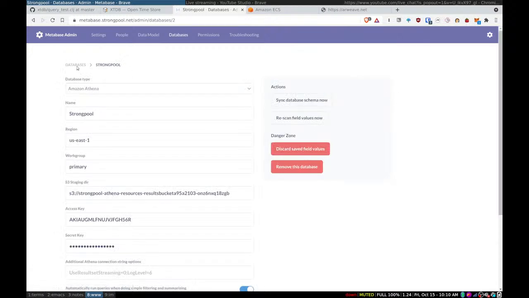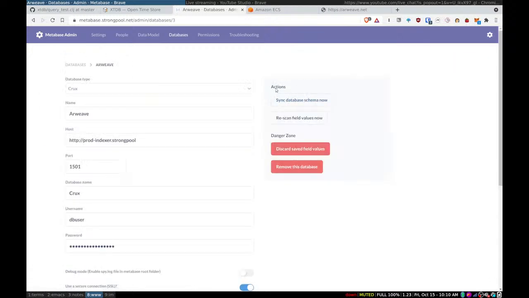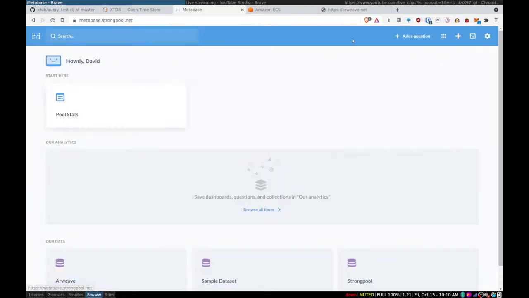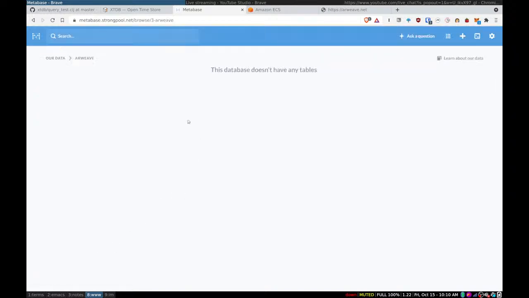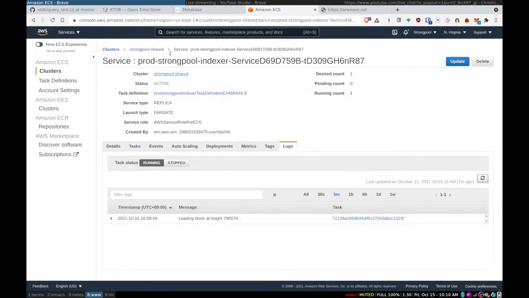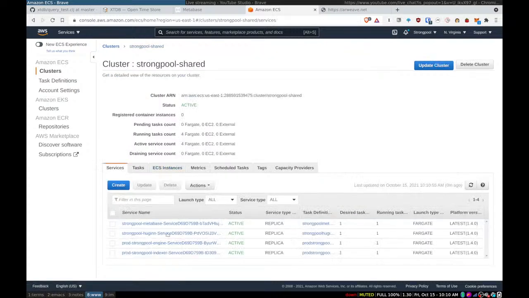Oh, no, not strong pool. Arweave. At some point I might show that too. That's kind of interesting. So strong pool Arweave. Okay. Hopefully we don't have to dig into any ECS logs and this worked the first time, but if not, we'll see. Arweave. Uh-oh. No tables. Okay, we do have to dig into ECS here, see what's going on.